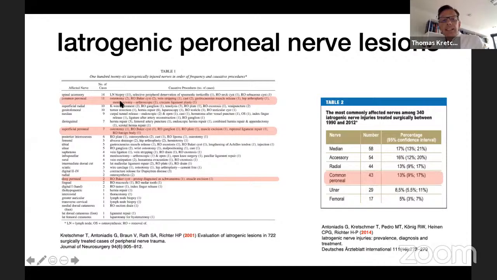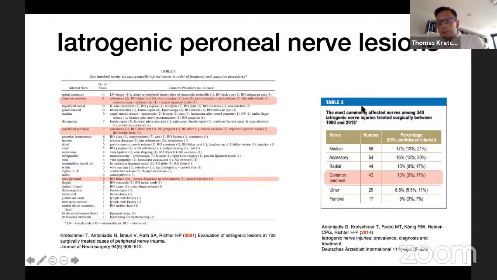What you can see here are still common lesioning mechanisms: osteotomy, removal of Baker cyst, vein stripping, very popular, muscle releases, hip arthroplasty, meniscectomy, and also removal of plate, ligament repair, and also, of course, tumor removal.